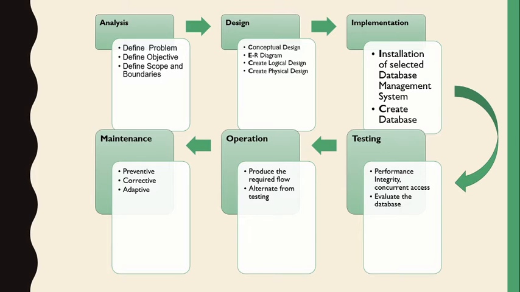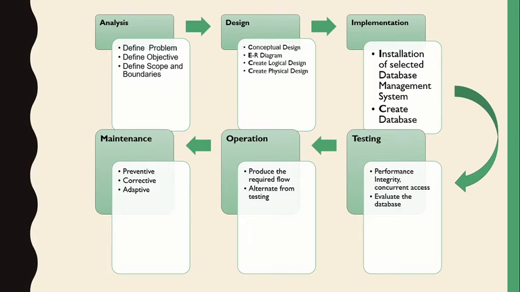Then the next phase is the testing phase. In the testing phase, the performance and integrity of concurrent access are tested. Concurrent access means that once the data is stored in the database, we simultaneously try to retrieve the data; whether it is possible or not has to be tested. Then operations means we retrieve the data and apply different programming languages on the database management system. And the last one is maintenance.